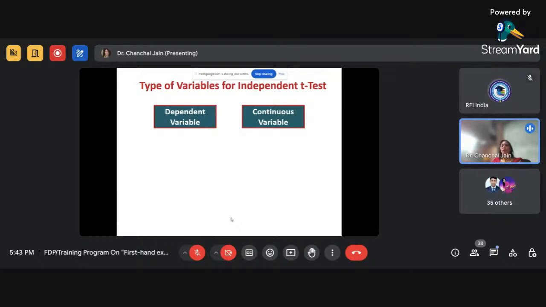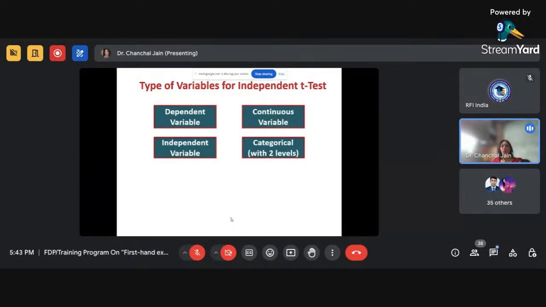Second, you need to have the independent variable. And in case of the independent variable, this variable should be categorical in nature. And apart from that, whatever categorical variable you are taking, there should be two labels, right? Or two groups, or two samples, right?